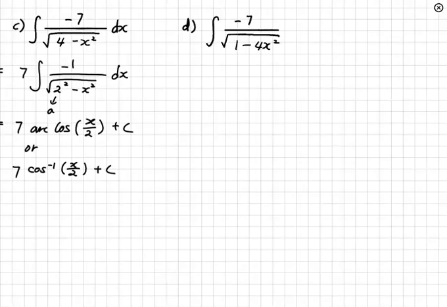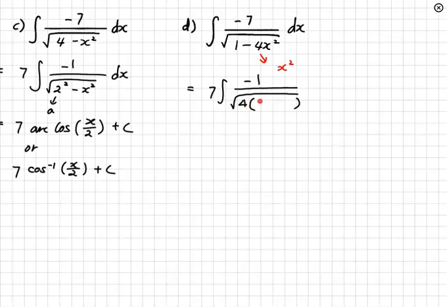Now let's have a look at question D. So question D, we have negative 7 on square root of 1 minus 4x squared. Now pay attention this time. We do not have x squared alone, we have 4x squared, but we have to have x squared only. So what we are going to do is we're going to factorize it. So let's have a look at this one. So firstly, let's take the 7 out. So we have negative 1 on the top. Now, square root. So I do not have 4 attached to x squared. So I'm going to factorize the 4 out.